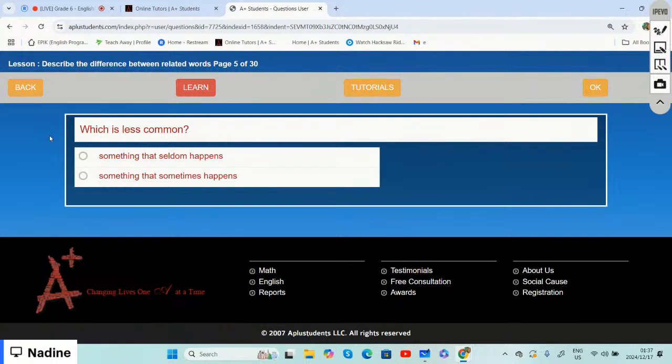All right, which is less common? So well done. Which is less common? Option one, something that seldom happens, like not always, but yeah, or option two, something that sometimes happens, common.